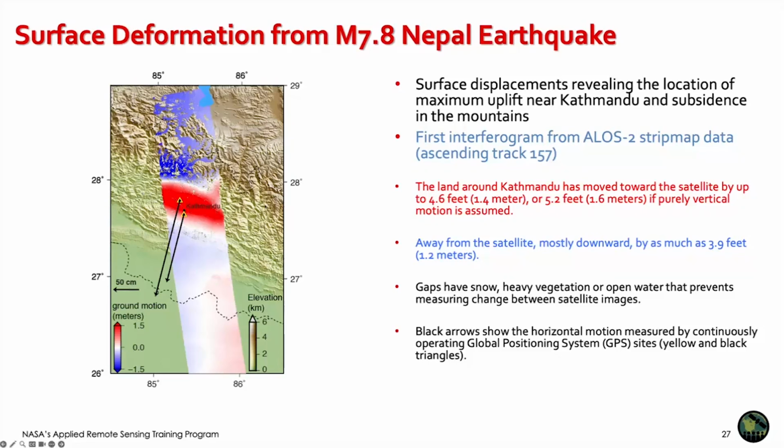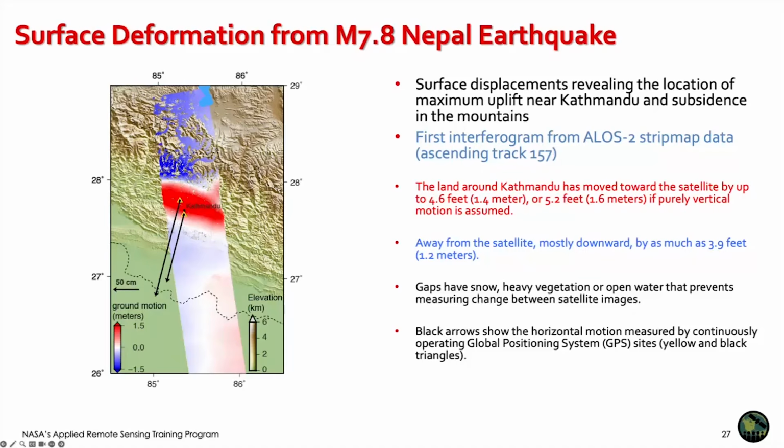And we can see that the area around Kathmandu actually went up, got closer to the satellite. In this case, the satellite is to the west. The line of sight from the ground to the satellite is up and to the west. But these GPS vectors show that the slip vector is very close to the along track direction. So we're basically seeing vertical motion here, and there's a downdropped area to the north.